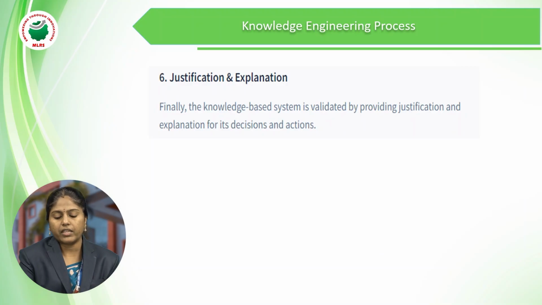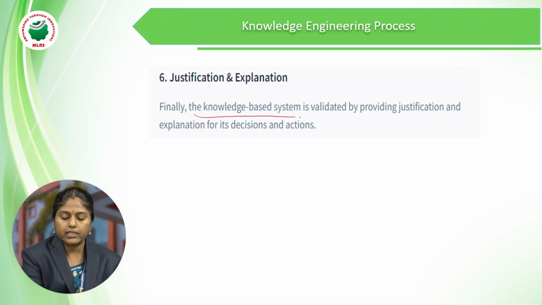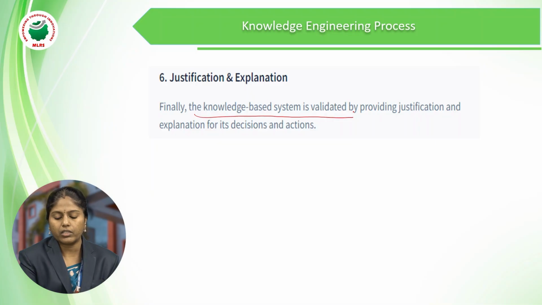And the next one is justification and explanation. Finally, the knowledge-based system is validated by providing justification and explanation for its decisions and actions. Whatever the knowledge-based system is validated for, we provide the justification, after that we give some explanation, and after that we go for decisions and actions. This is the final justification for the particular process in the knowledge engineering process.